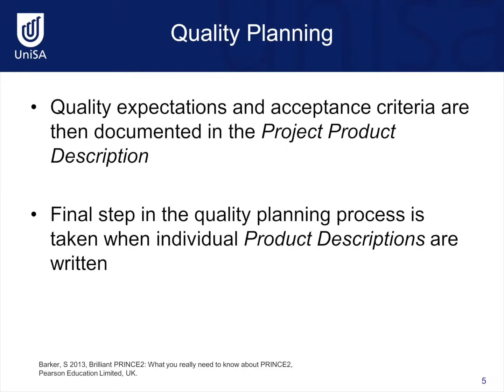Once the quality expectations and acceptance criteria have been obtained, they need to be documented somewhere because it's not just a matter of getting a verbal agreement of what the customer wants. It needs to be specified and documented, and the place to do this is in the project product description. The final step in the quality planning process is to write the individual product descriptions.